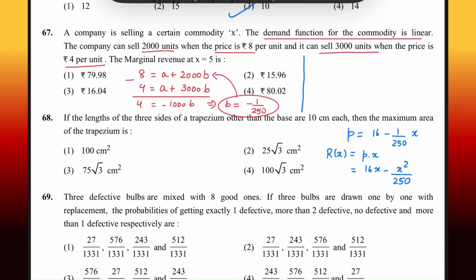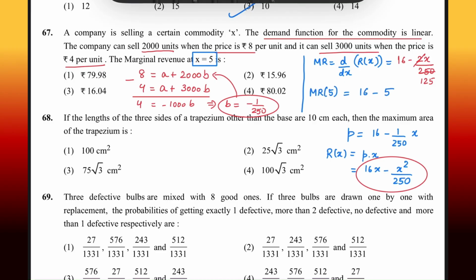How do we find marginal revenue? Marginal revenue is just the derivative of the revenue function. So I need to differentiate revenue, which is 16x minus x square by 250. The derivative of 16x is 16, and the derivative of x square is 2x over 250. That cancels and gives me x over 125. Then he's asking you to find marginal revenue at x equals 5. I put x equals 5 here, so 16 minus 5 over 125, which is minus 1 by 25. That means 16 minus 0.04, and that gives us 15.96, option 2, which is the correct answer for this question.